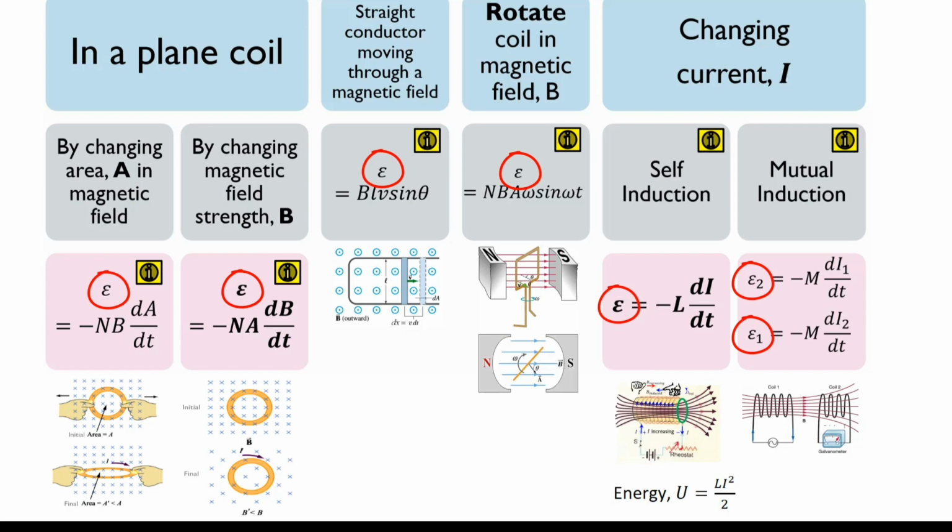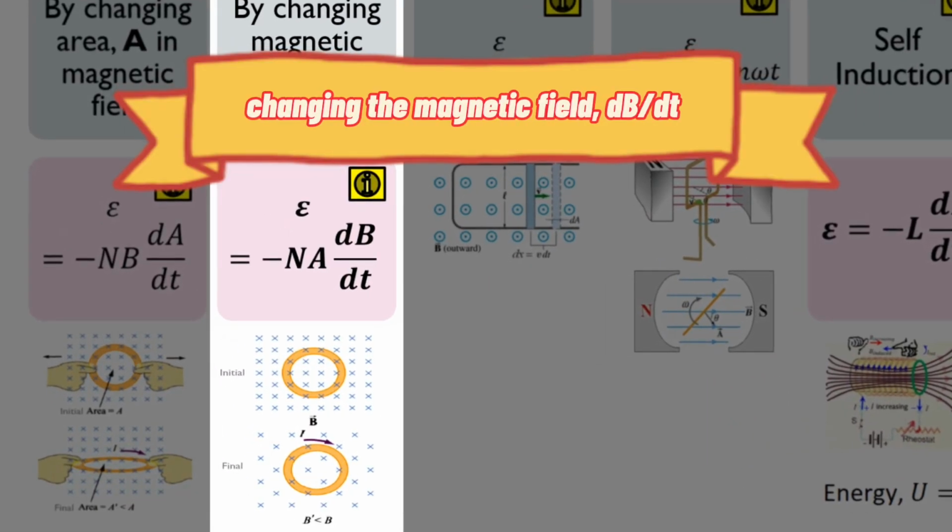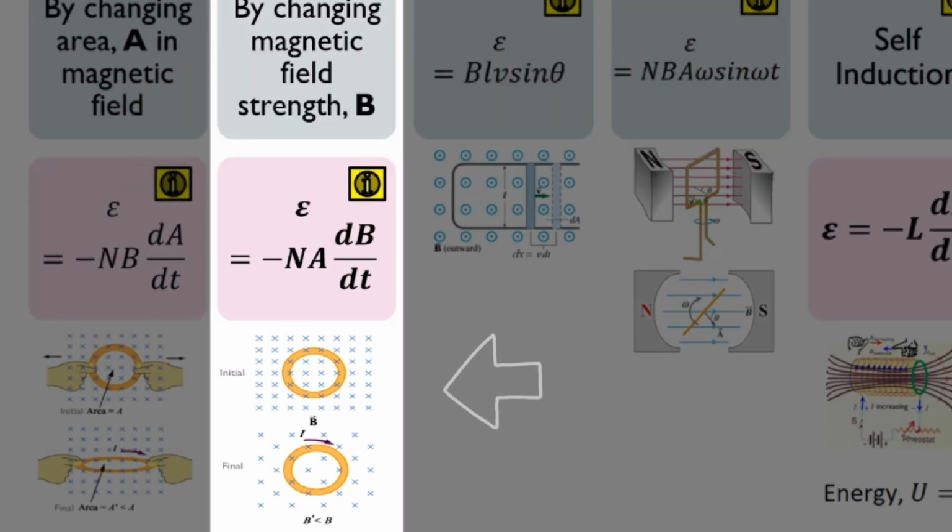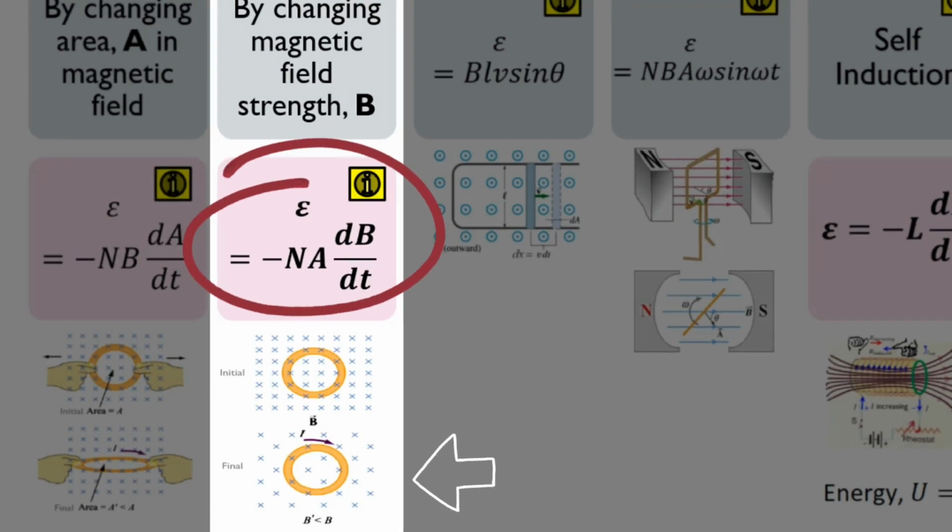The next variable we can change to induce EMF is the magnetic field, dB over dt. In this picture, the top figure has an intense magnetic field represented with blue X. The bottom figure has less magnetic field, hence the formula is negative NA dB over dt.